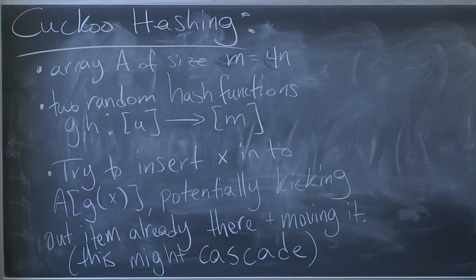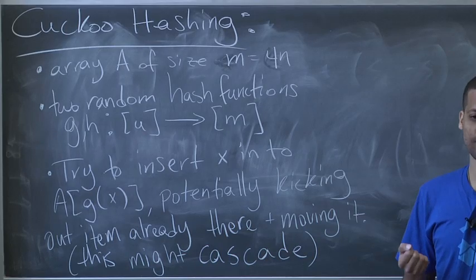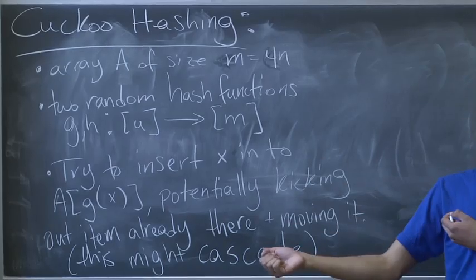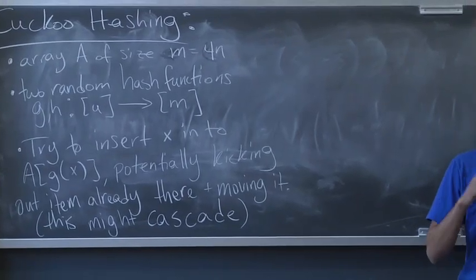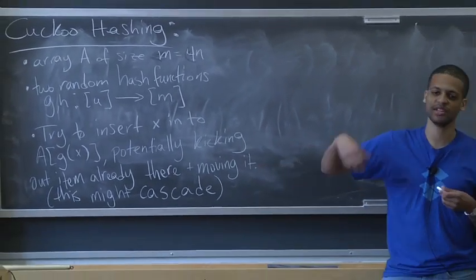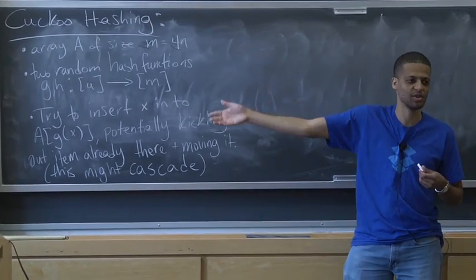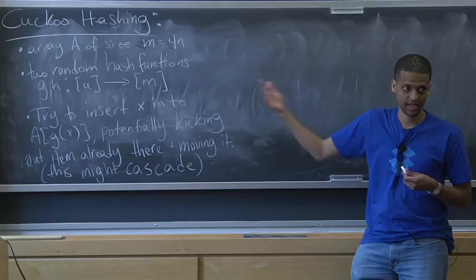Whoever was there either because of g or h. So if they were there because of g, we'll kick them out and put them in their h location. If they were there because of h, we'll kick them out and put them in their g location. And then when we put them in their new location, this might continue, because that might also be non-empty.